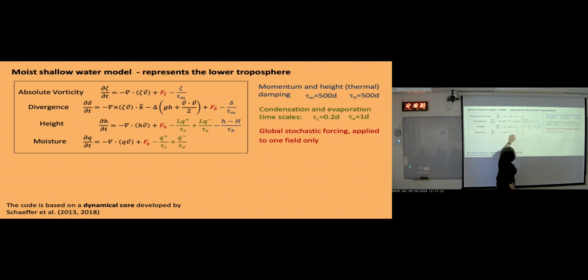So there's a moisture equation, and there are sources and sinks of moisture. Q plus is when the moisture is above some saturation level, and this is when the moisture is below. So when it's below, you have evaporation, you add moisture. When it's above, you condense, you take away moisture. There are forcing terms, stochastic forcing terms, that can go into any of these equations, and we play with them separately.